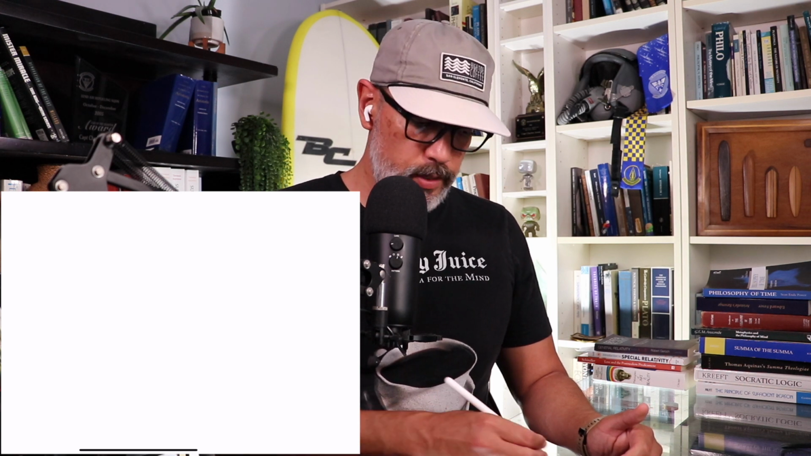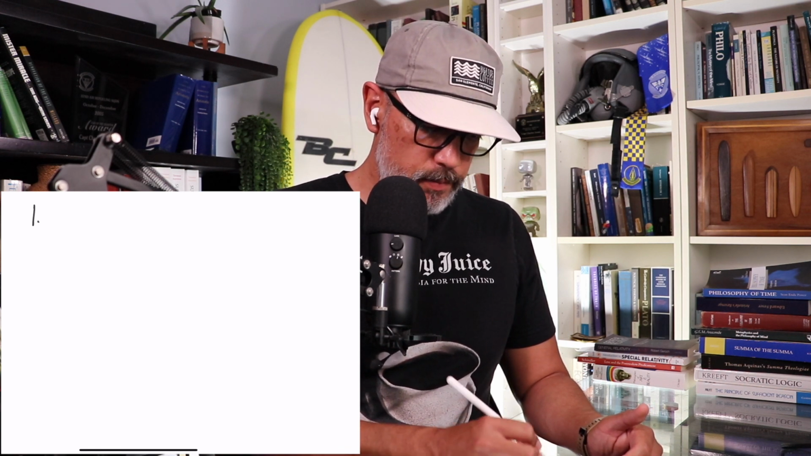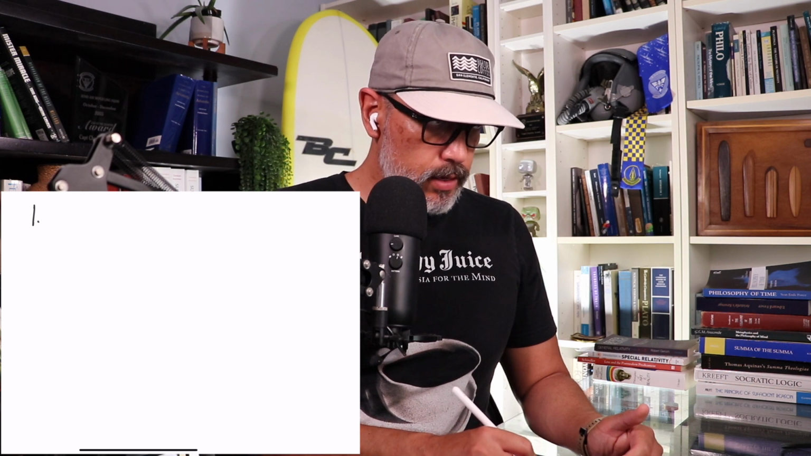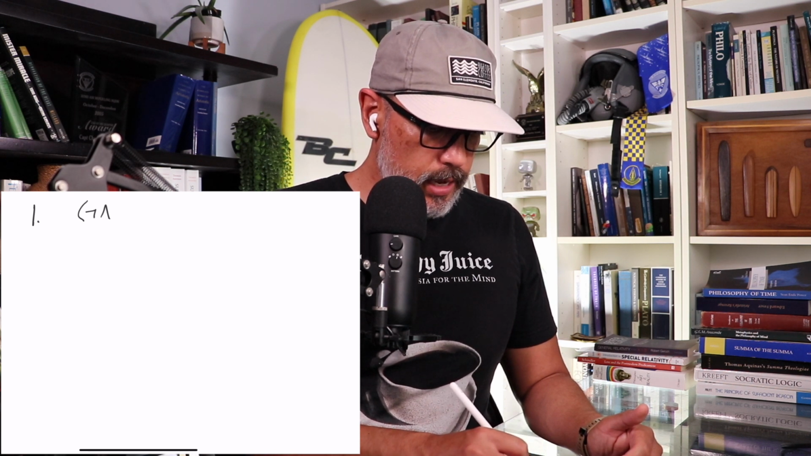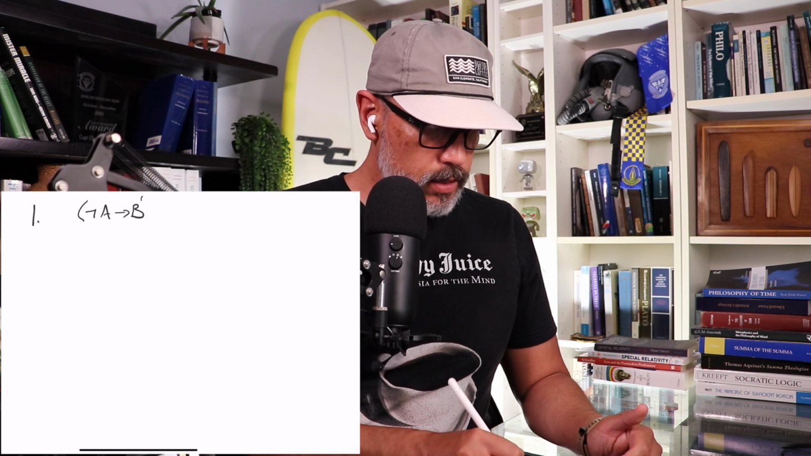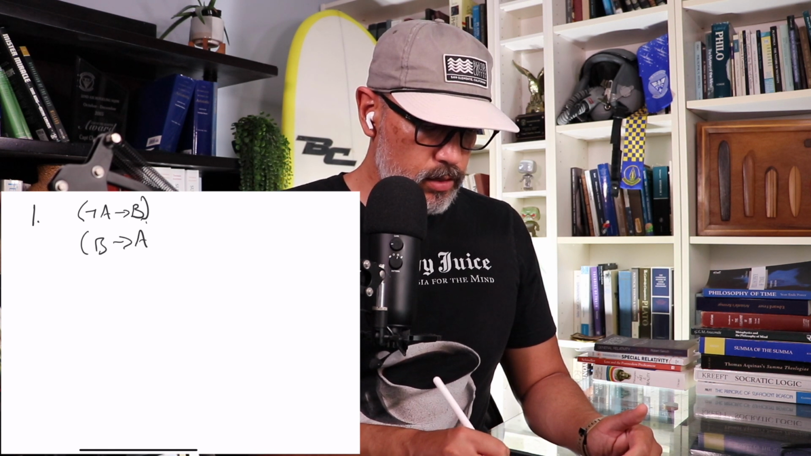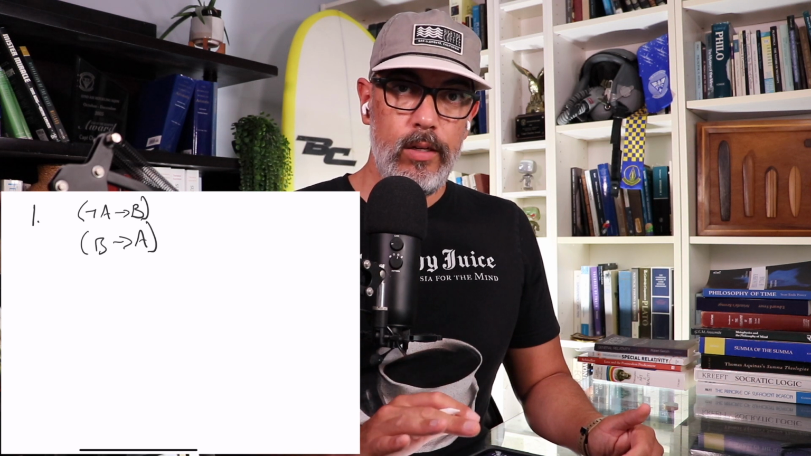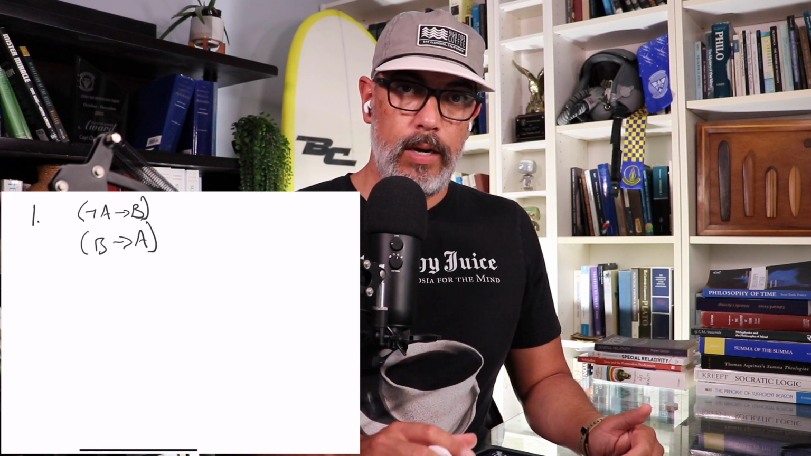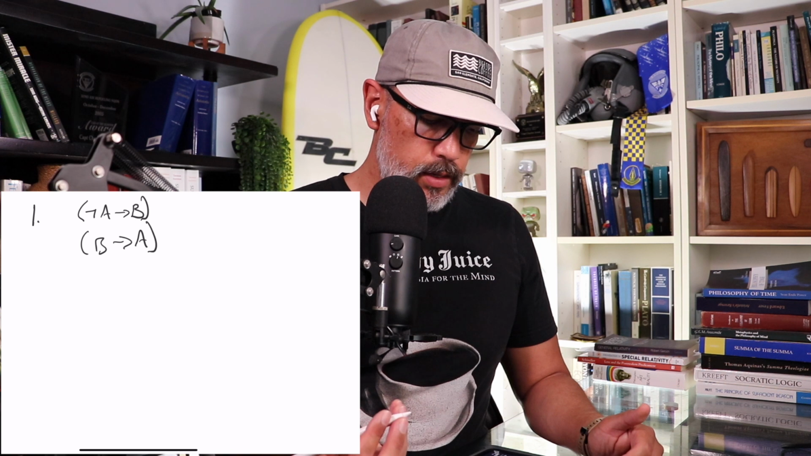7.3.3.1 exercises says, test whether the following pairs of propositions are contraries, contradictories, or jointly satisfiable. So for number 1, we have if not A, then B, and if B, then A. So again, the first thing we do is to check and see if these two propositions are satisfiable.